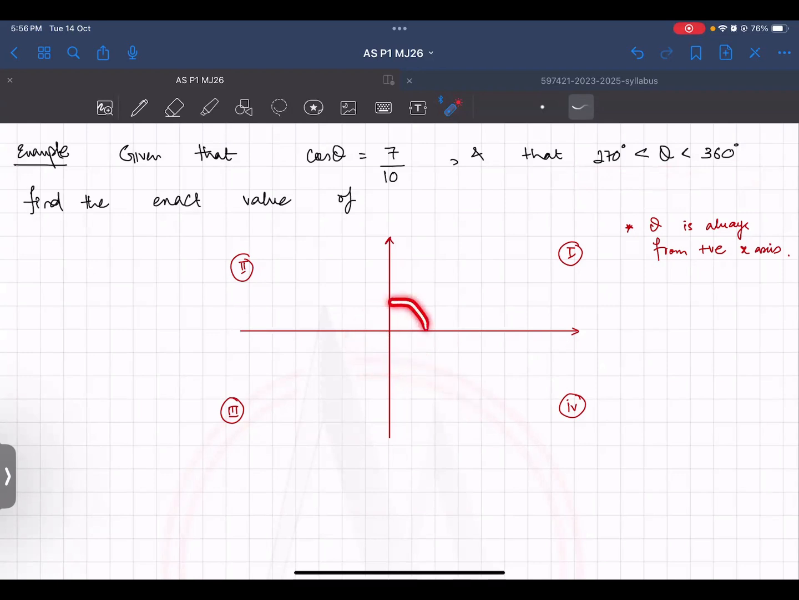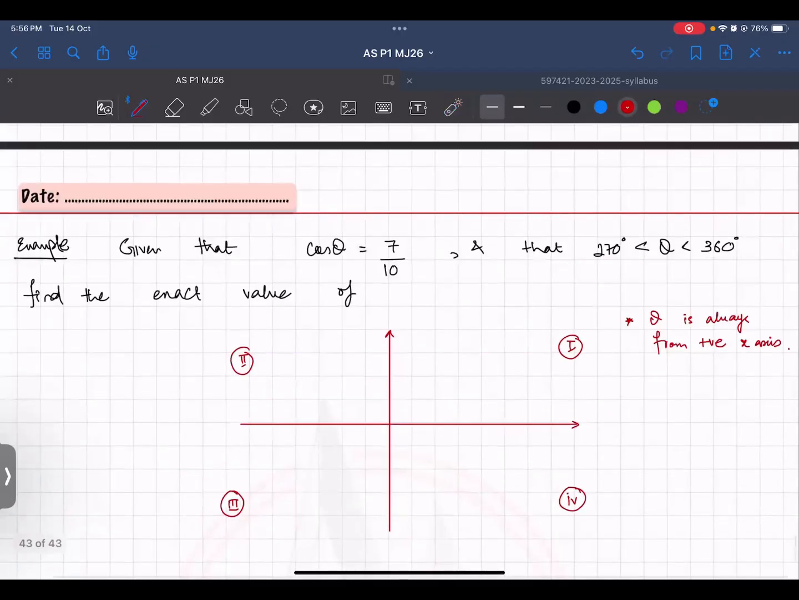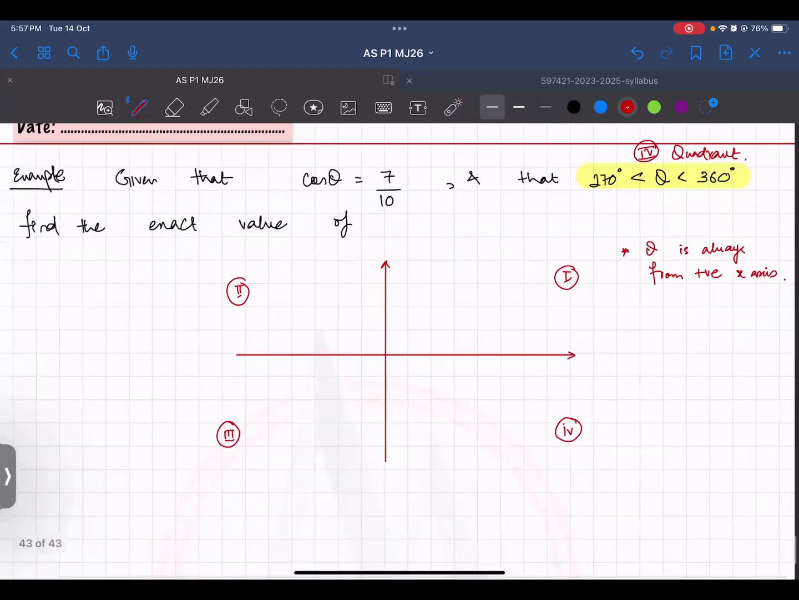So if this is 90, this is 180, this would be 270, and between 270 and 360 is this region, the fourth quadrant. So this means that your angle is in the fourth quadrant. Now how does this change the solution?